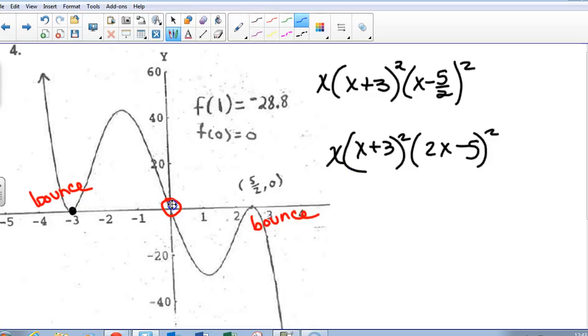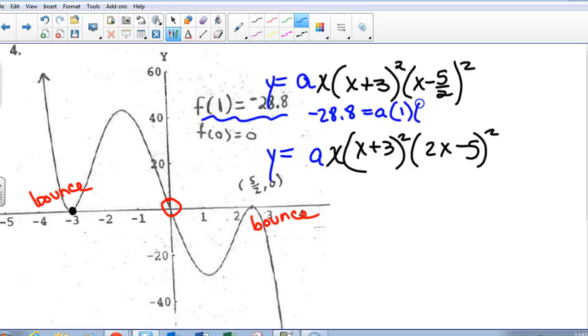We need to do an a value, and we need to plug a value in to find that a. Plugging in 0, 0 will not work. That's why they gave us this value right here. It says put in a 1 and get out a -28.8. -28.8 equals a times 1 times 1 plus 3, which would be 4, times 1 minus 5/2, which would be -3/2. You want to do it that way?